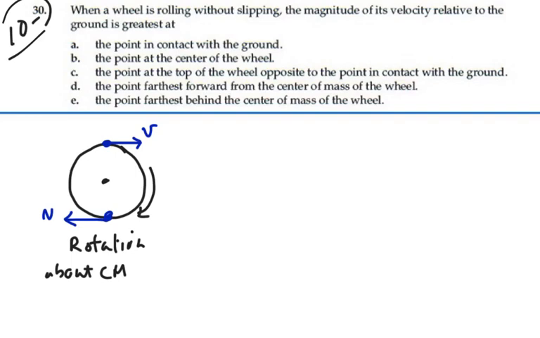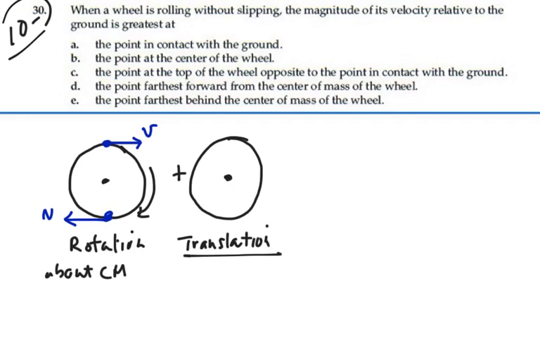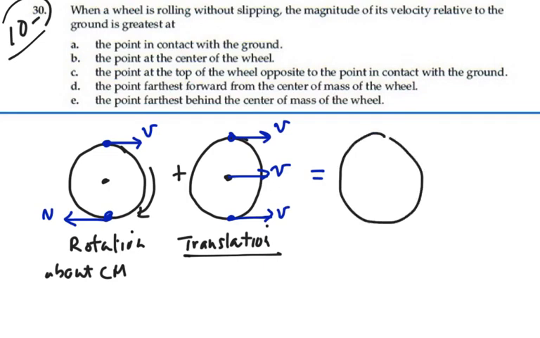So we're going to add this motion to the wheel translating in a forward direction. So we have translation. And in this case, the whole object is acting as one, moving to the right, where the center of mass is moving with the same velocity as well as every other point on the object as it's translating to the right. If we add these two motions together, we get the rolling motion of the wheel.